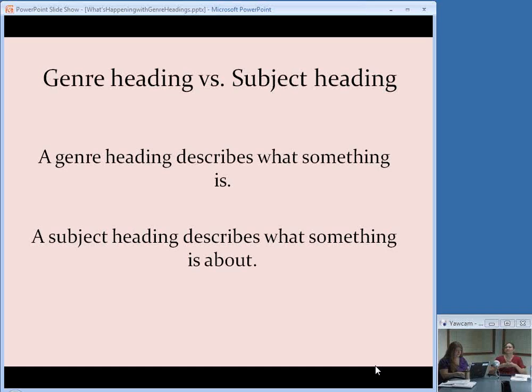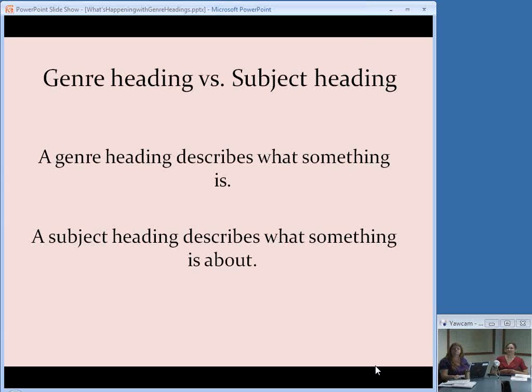Basically, it's summed up most easily by saying a genre heading describes what something is, while a subject heading describes what something is about. It's isness versus aboutness. It's an easy definition that's offered, but it really captures the difference between a genre and a subject. For example, if you have the movie The Lord of the Rings, one of the Lord of the Rings movies, that is a fantasy film, and so fantasy films would be the genre heading you could use for that.